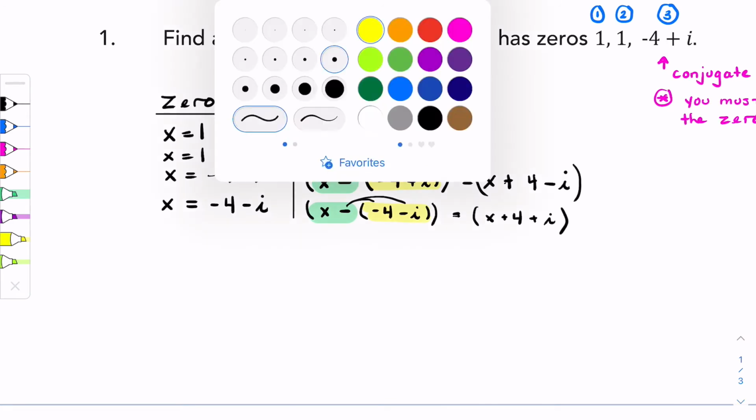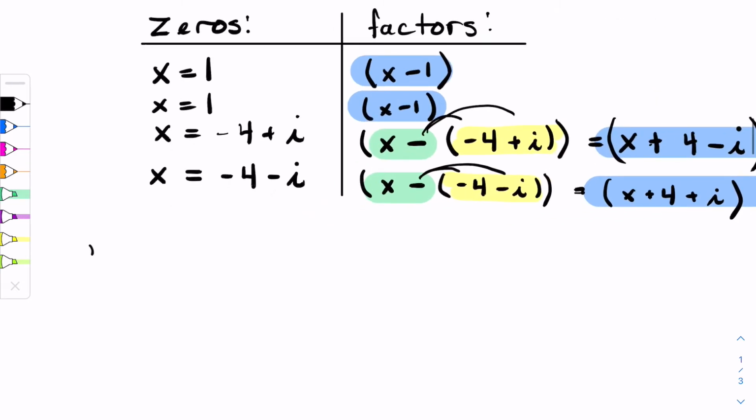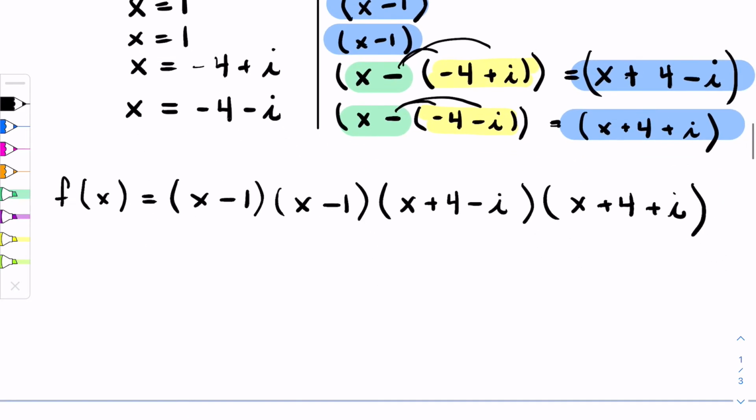All right, based on what we just wrote out, we have our four factors of x minus 1, x minus 1, x plus 4 minus i, x plus 4 plus i. I'm going to write these in a polynomial. Now we need to multiply these factors together. We need to multiply all four of them together. But you can only multiply two factors at a time.